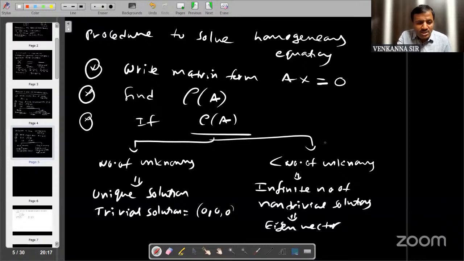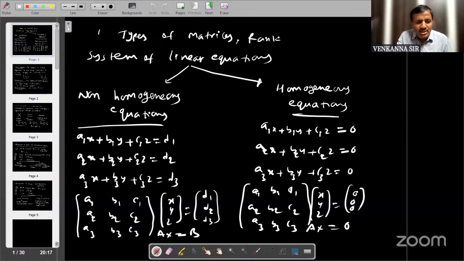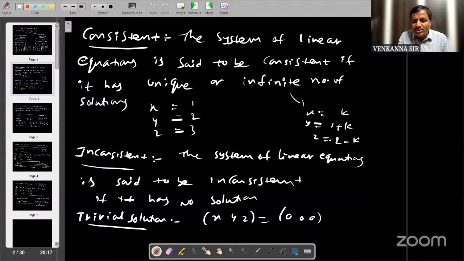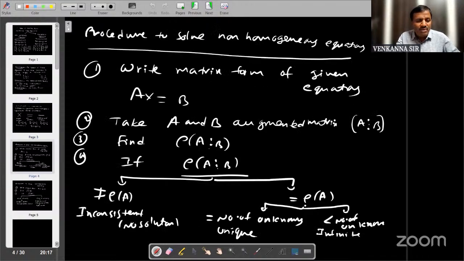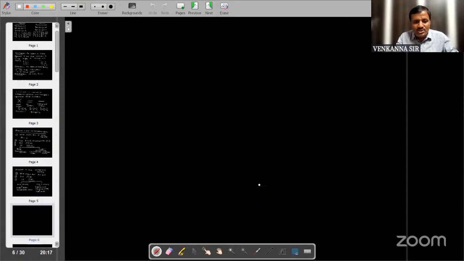Hope all these procedures are clear. So what are the things you have studied here? Types of matrices, system. What are the homogeneous and non-homogeneous equations? Consistent definition, unique or infinite; inconsistent, no solution. Trivial solution means zero solution. Two lines in two variables. When two variables are involved, there is no need of rank approach. When three variables are involved, we have to go with the rank approach. So this is the procedure to solve the non-homogeneous and homogeneous equations.